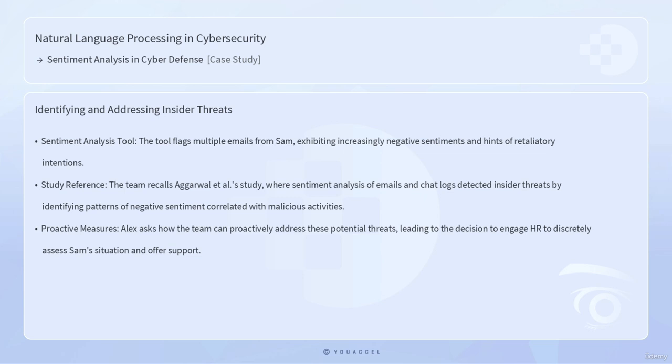This example prompts Alex to ask, how can the team proactively address these potential threats? They decide to engage HR to discreetly assess Sam's situation and offer support, thereby preventing any potential malicious actions.